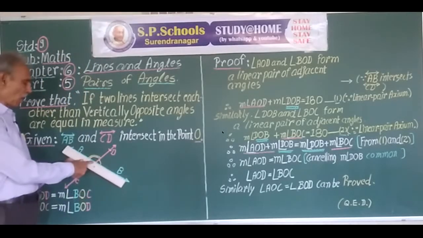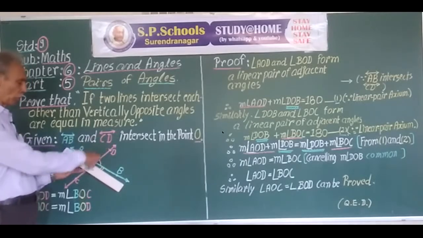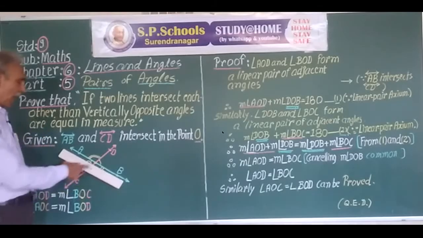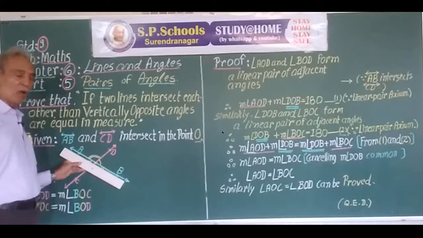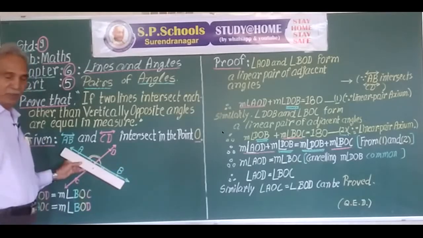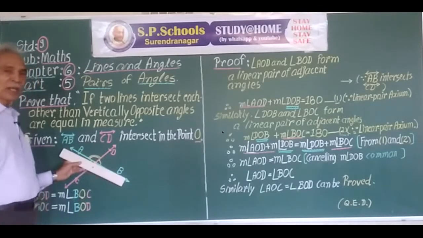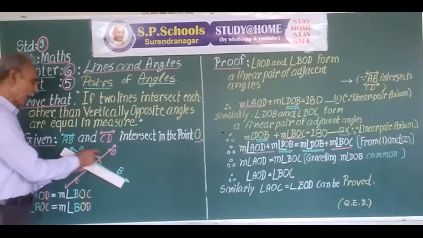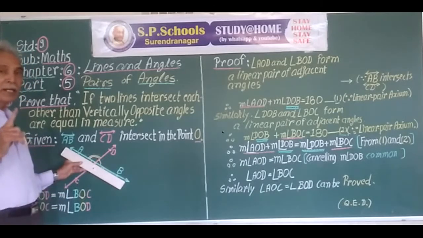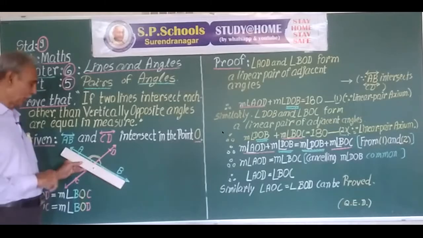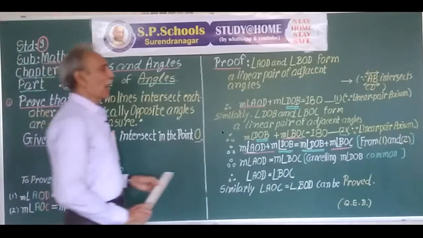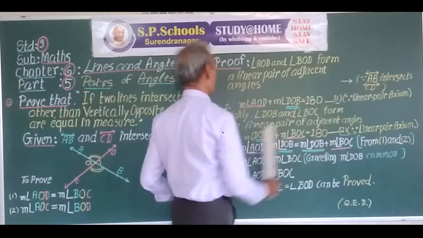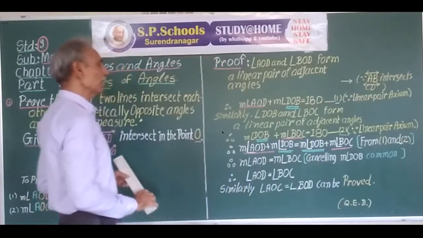Why? Because they have one point, the vertex, in common, one ray OD in common, and the uncommon rays OA and OB form a straight line. Therefore, these are two adjacent angles. Also, these two make a linear pair of angles because AB is a straight line. As AB and CD intersect, they form a linear pair.